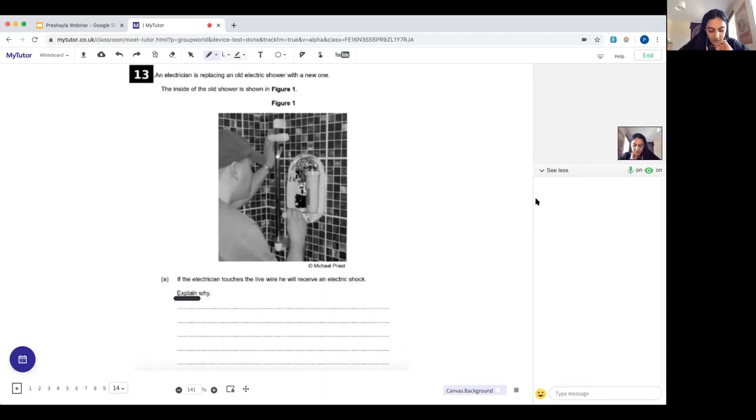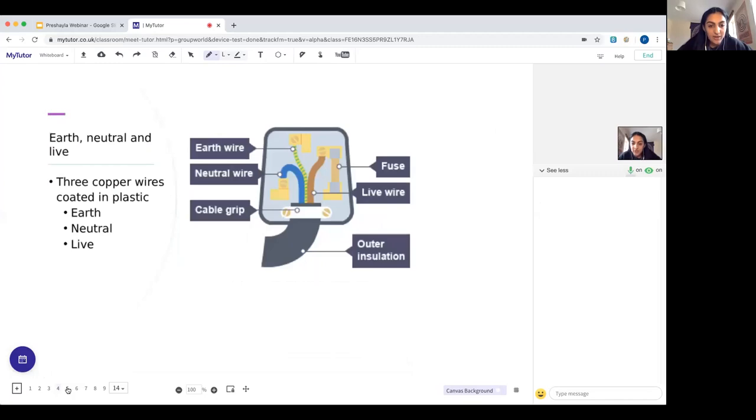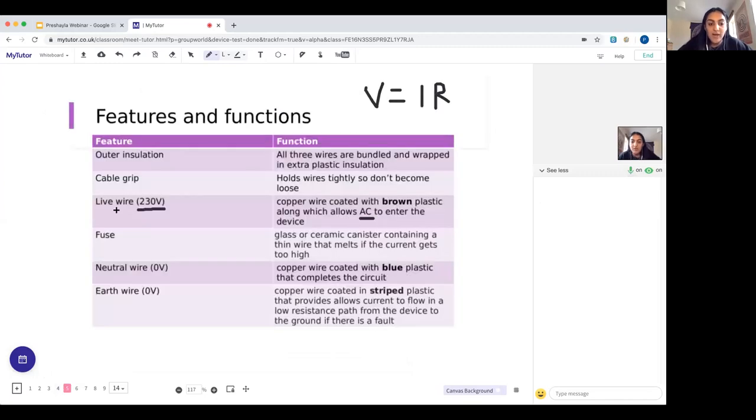Cool, so I can see quite a few of you putting great answers in the chat. It's really good. But if you need a refresher on the functions of the live wire, let's have a look. So the live wire is indeed held at 230 volts, and this is what allows current to come into our device.